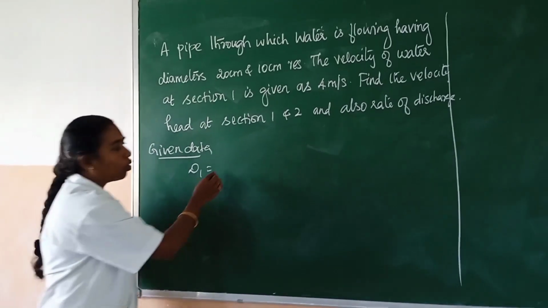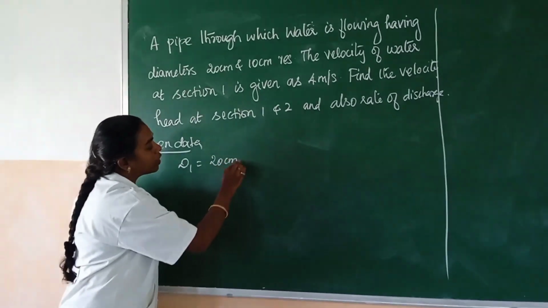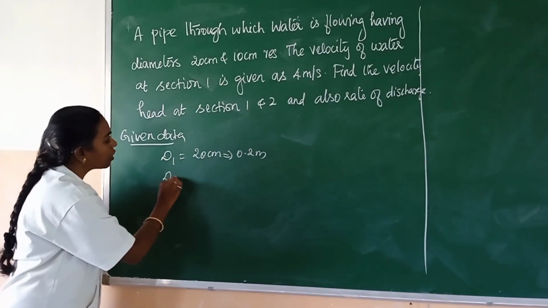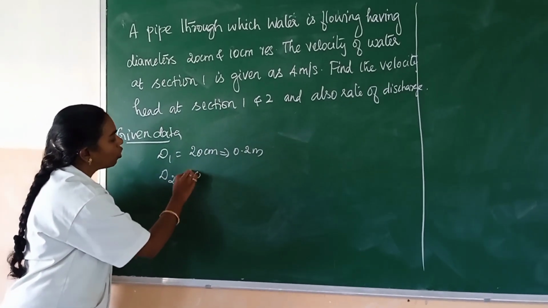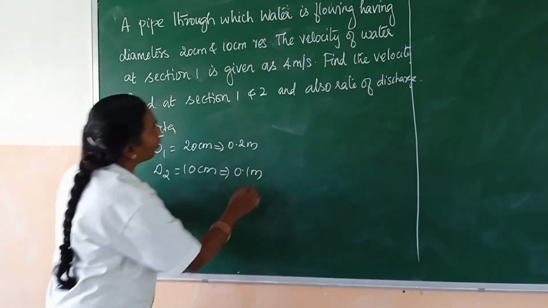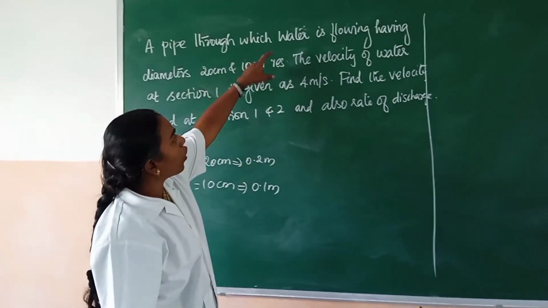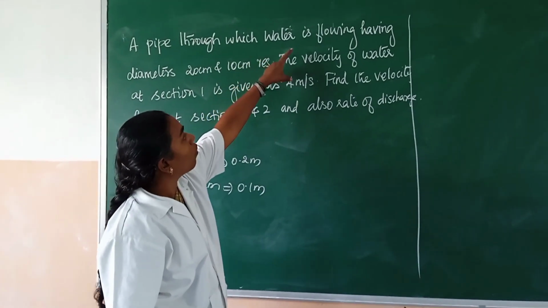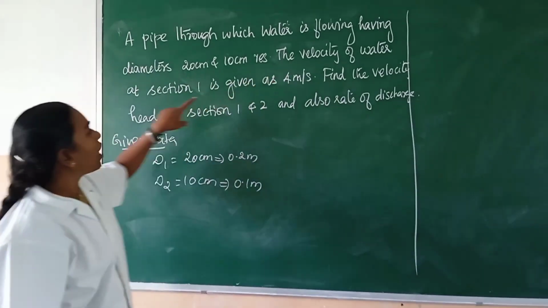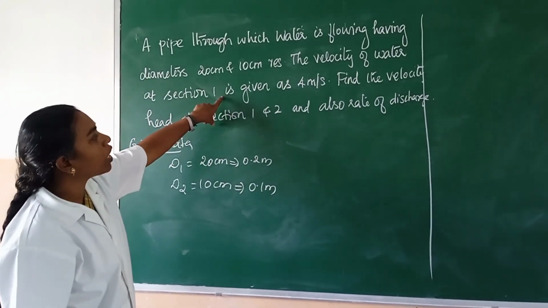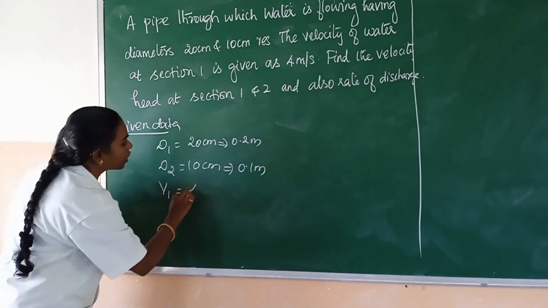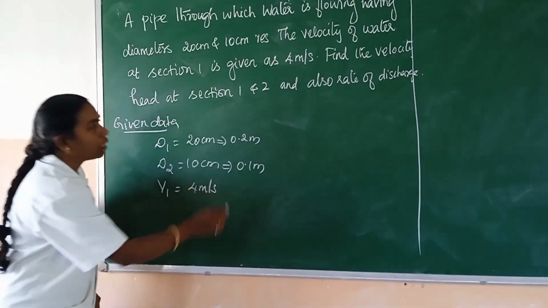D1 is equal to 20 cm, which is equal to 0.2 meter. D2 is equal to 10 centimeter, which is equal to 0.1 meter. So water is flowing through the pipe, which has diameters of 20 and 10 centimeter. The velocity at section 1 is 4 meter per second, that is, V1 is given as 4 meter per second.